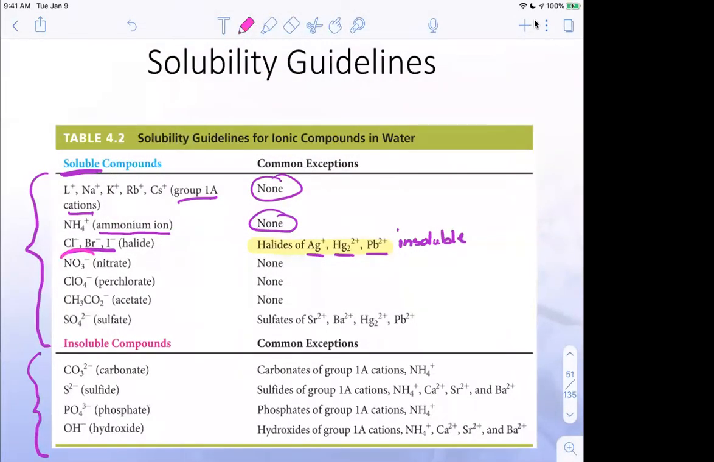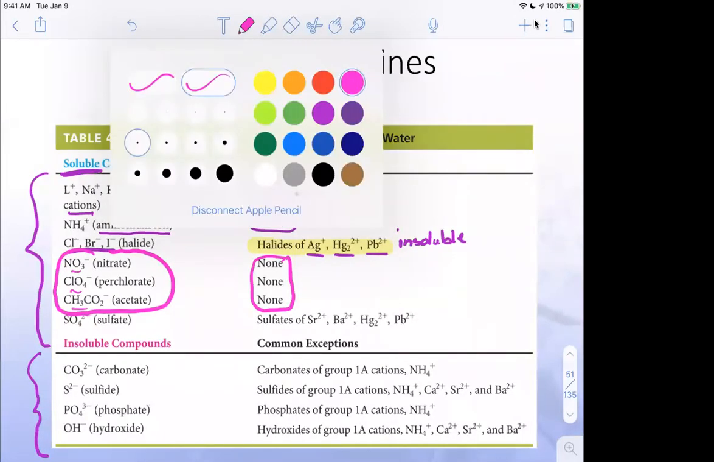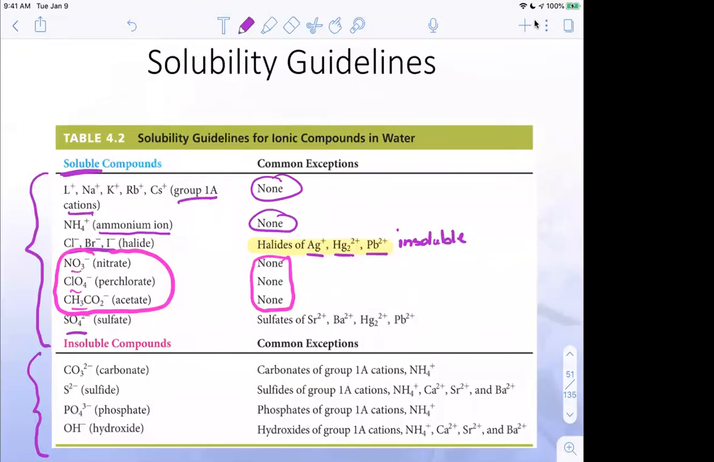Now, these guys, nitrates, perchlorates, and acetates, no exceptions. I see a nitrate, it's soluble. I see a perchlorate, it's soluble. I see an acetate, it's soluble. But then notice here, if I have a sulfate, I do have these exceptions. Strontium, barium, mercury 1, or lead 2 will give me insoluble compounds.